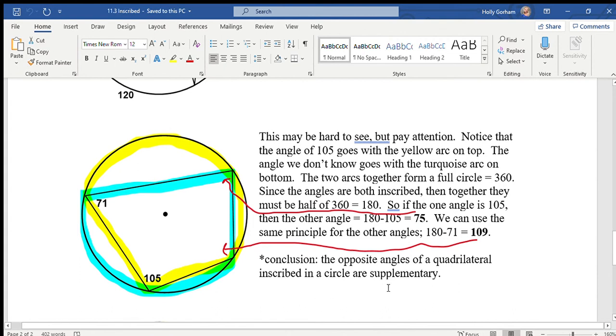Now here's the conclusion that we're coming to. When you have a quadrilateral, a four-sided figure, inscribed in a circle, meaning all of the corners, all of the vertices are on the circle, the opposite angles are supplementary, which means they add to 180. So 105 plus 75 is 180. 71 plus 109 is 180.